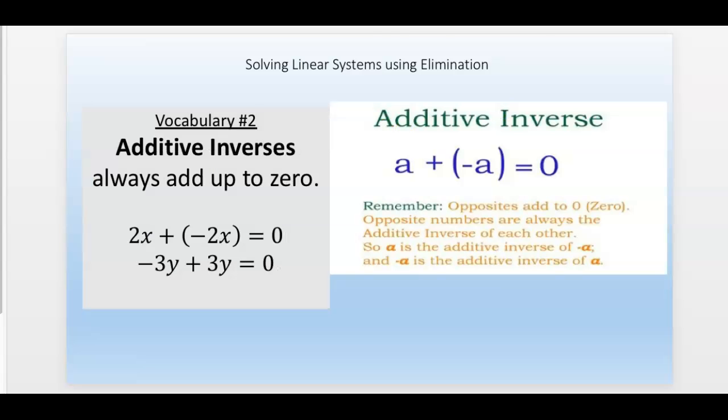Our next vocabulary word is additive inverse. Additive inverses always add up to 0. Sometimes we call these opposites. If you have 2x, its additive inverse is negative 2x, because they add up to 0. I know that's obvious, but I want you to know that term because we're going to use it here for elimination.